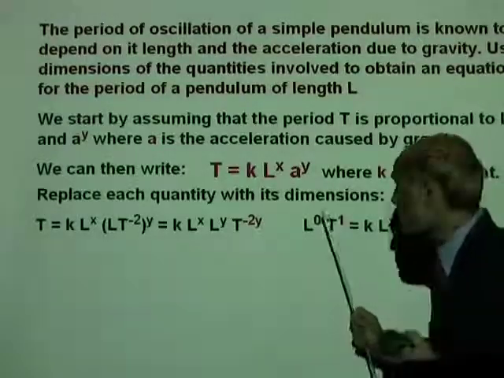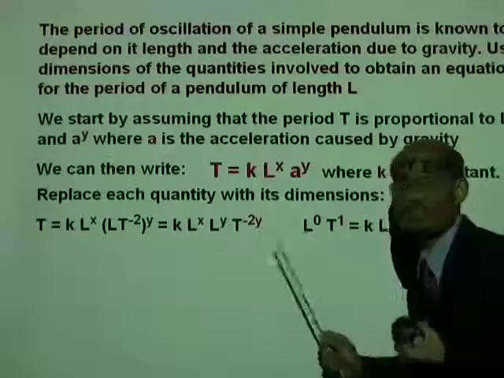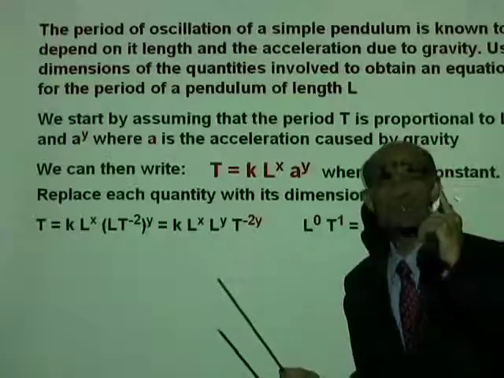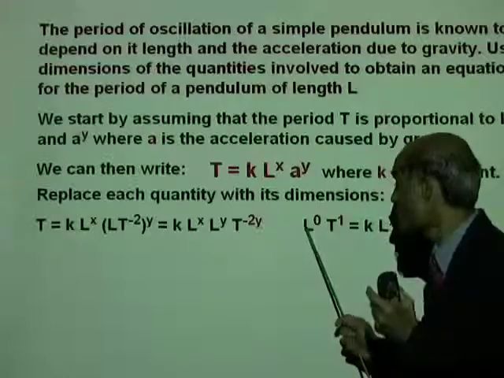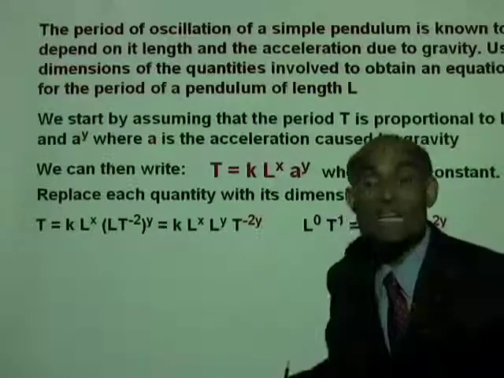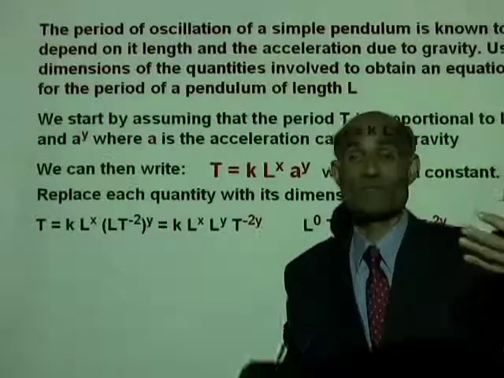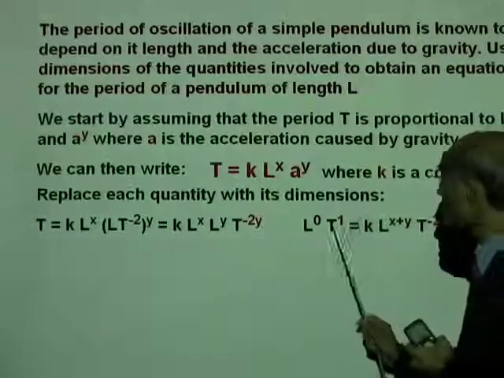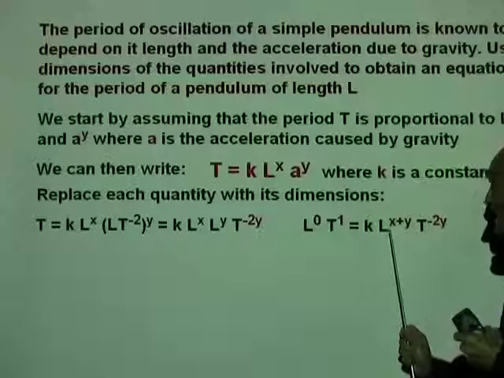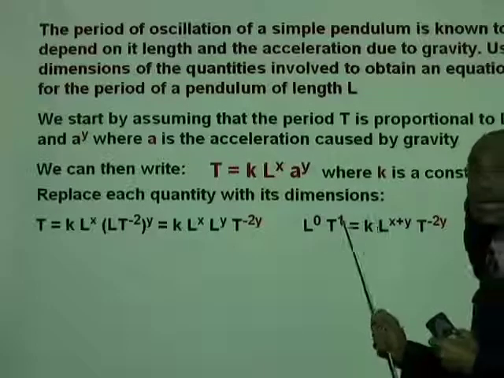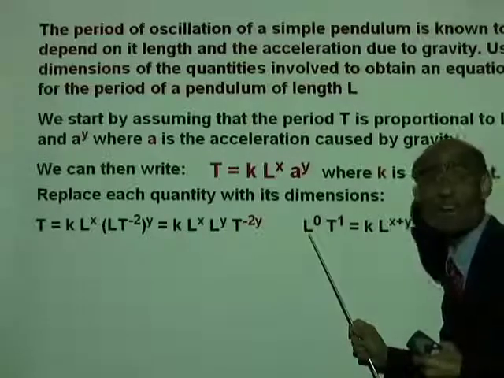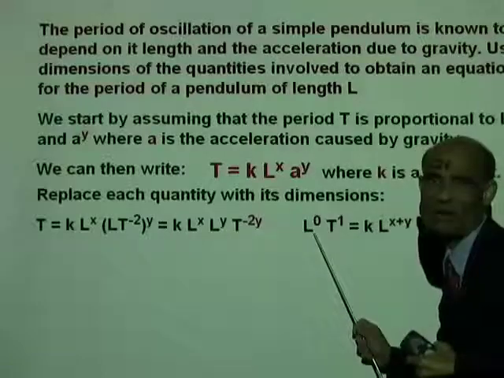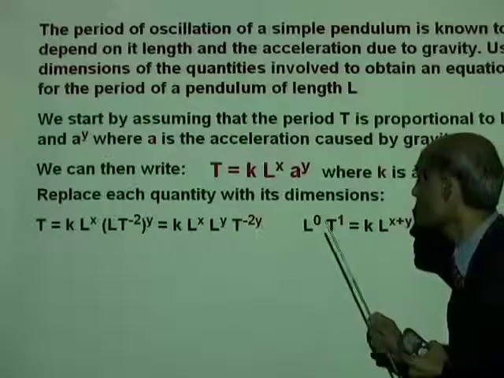Well, I don't need to write L to the power of 0. L to the power of 0 is simply 1. I can as well write it as Z to the power of 0, because anything to the power of 0 is 1. Now, why did I do that? Because I see an L on the right side, so on the left I introduced an L. L to the power of 0.